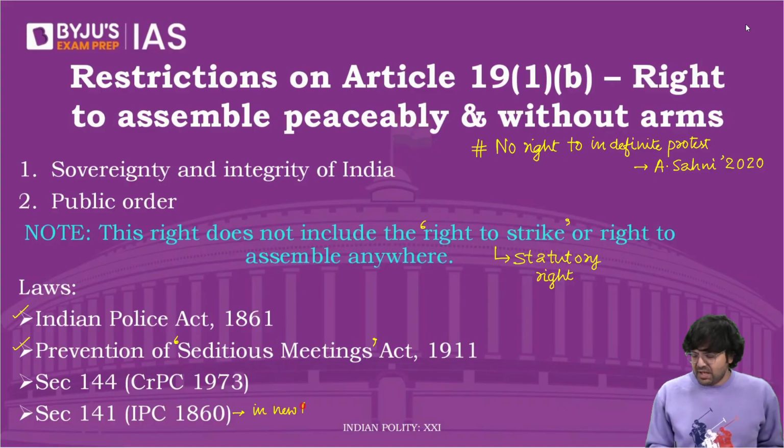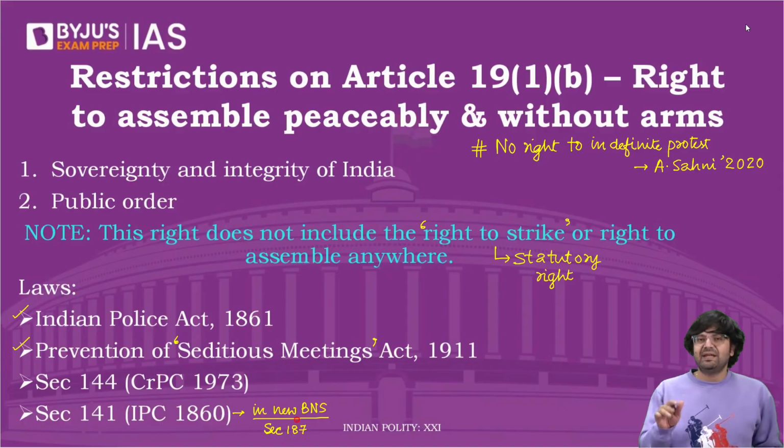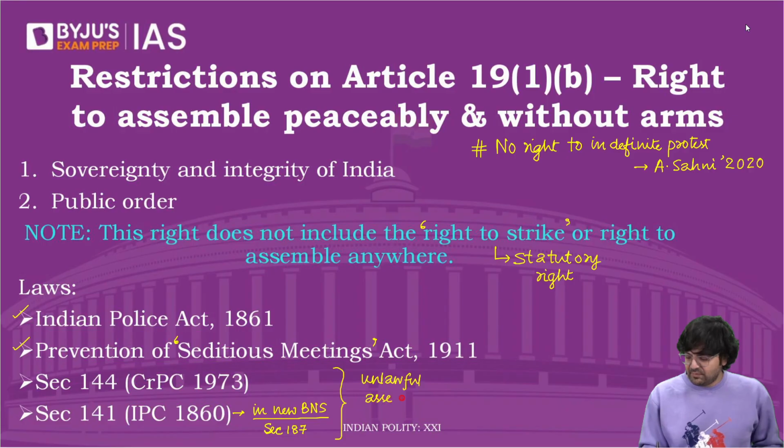In the new BNS, this is section 187. If the law is passed, BNS stands for Bharatiya Nyaya Sanhita, the new IPC. It is yet to be passed. If passed, I am mentioning it. This refers to unlawful assembly. Unlawful assembly, 5 or more people.